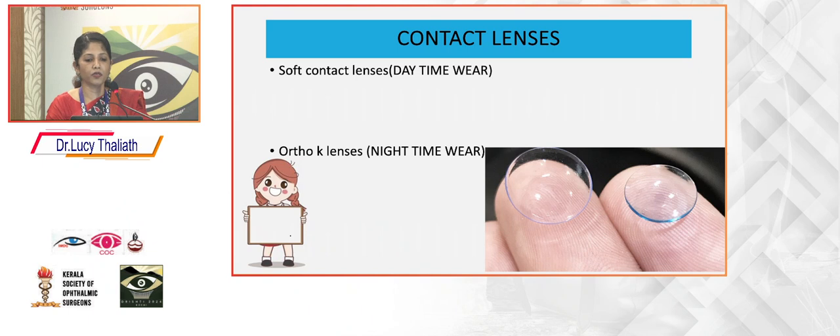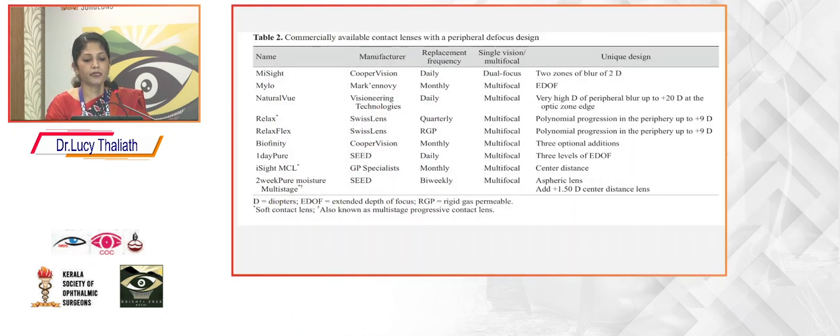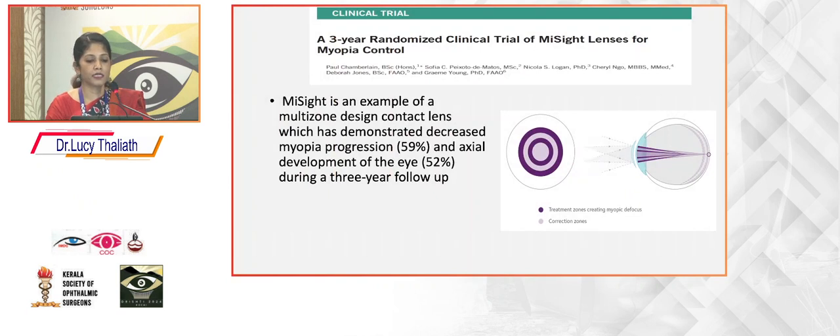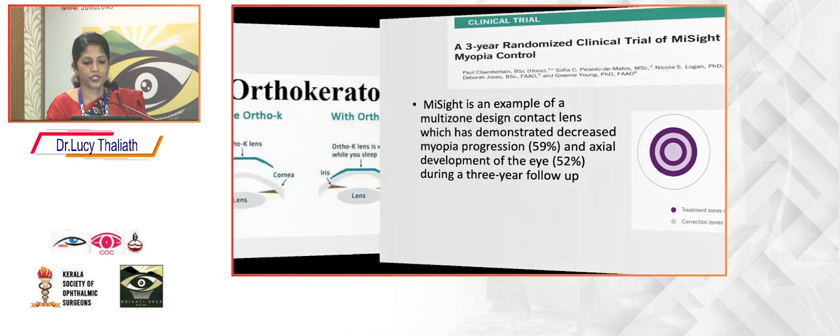And I'll just go through the contact lenses. These are not much available in India, and there are two types. One is the soft contact lenses, which is the daytime wear lens, and the ortho-K lenses, nighttime wear. And this is a table showing all the commercially available contact lenses with peripheral defocus designs. And most of the studies are on the MiSight design, which is a multi-zone design contact lens, which has also demonstrated good decrease in myopia progression.